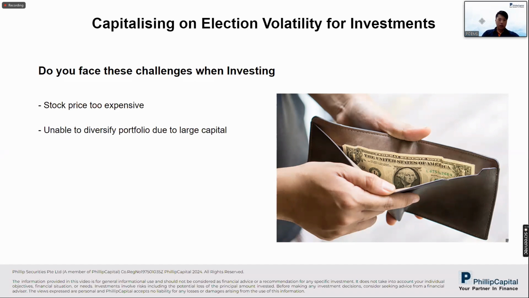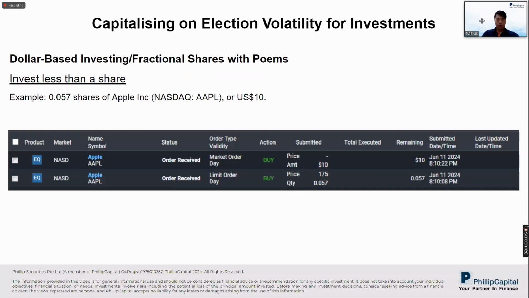If you face this challenge, this is where I'm going to share with you this exciting news: OEMs actually launched a product that will solve this problem. That product is dollar-based investing with fractional shares. Put simply, fractional shares means we are able to invest in less than one share. For example, 0.057 shares or $10 US dollars.